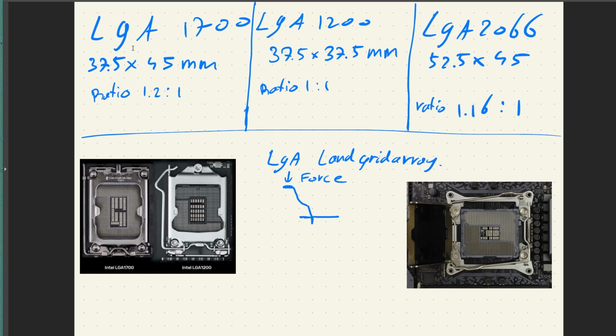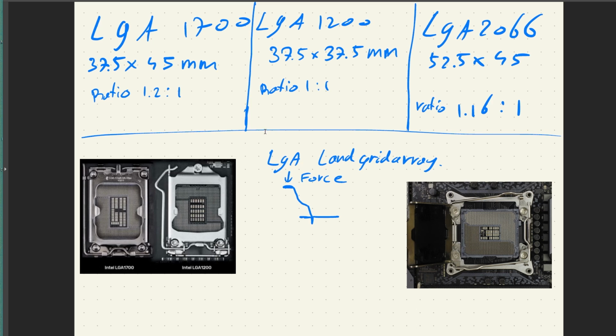If I compare the LGA1700 to the LGA1200 and the LGA2066, which are also both from Intel, what I can see is that the LGA1200 is perfectly square. The LGA2066 is somewhat rectangular, but the LGA1700 is more rectangular than both of them. The ratio between the long side and the short side is 1.2 times, where the LGA2066 is slightly less than that.